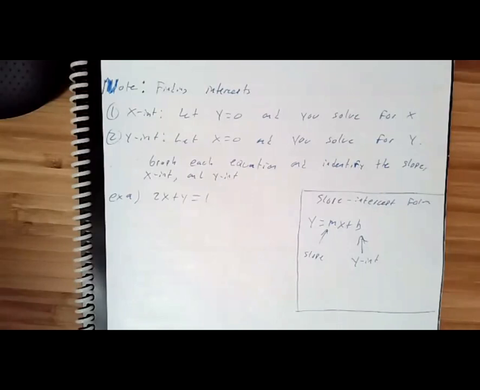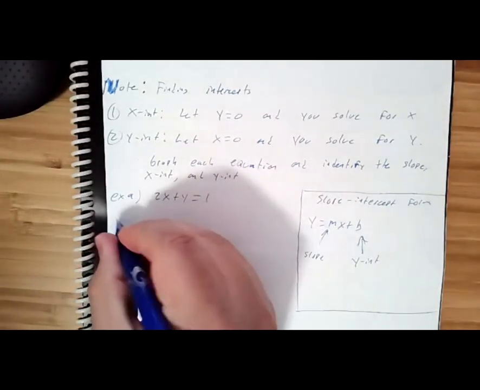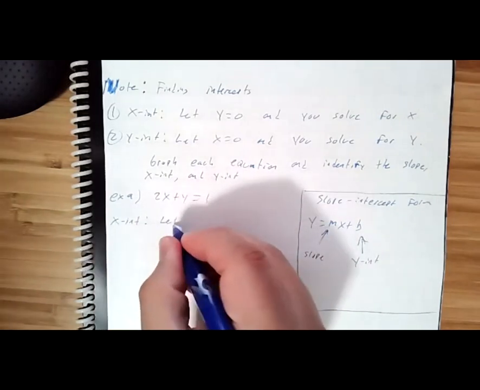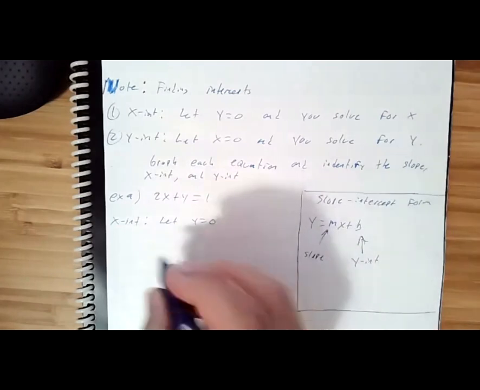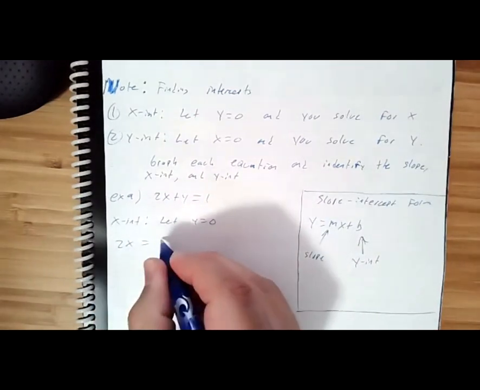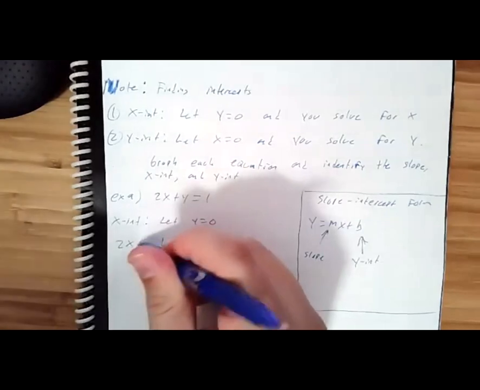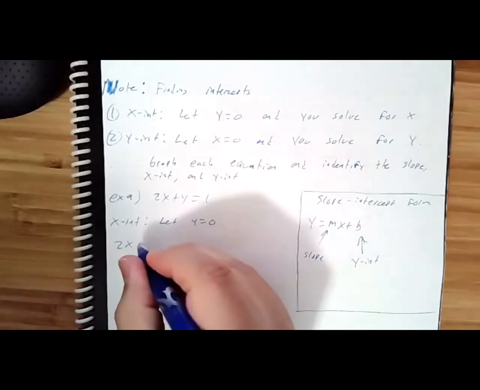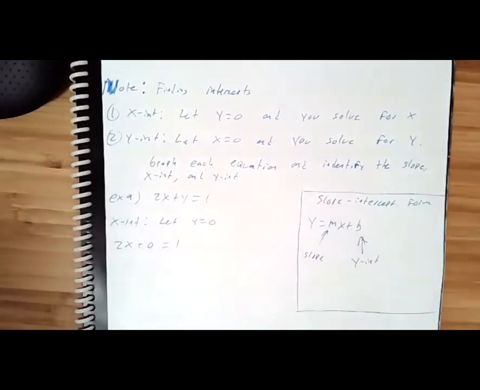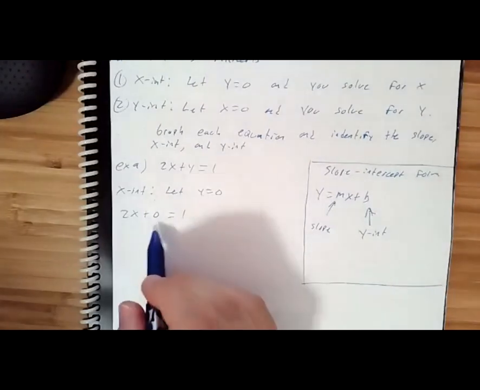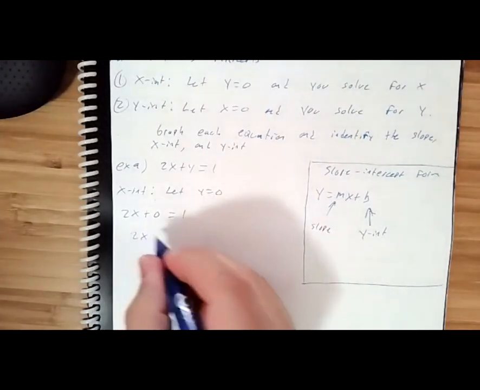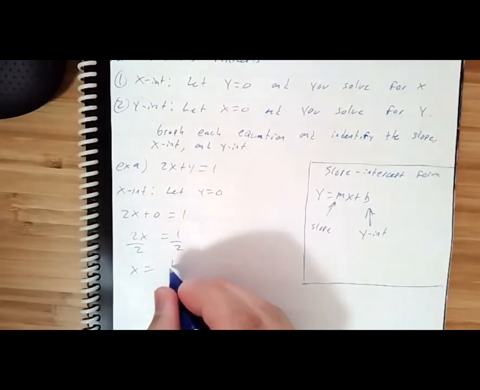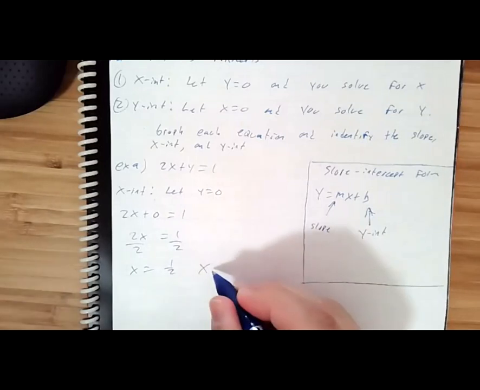Okay. So let's do the intercept. Let's do x-intercept, the way we talked about last time. Let y equal 0. That'll give us 2x equal to 1. Let me show an extra step. It'll be 2x plus 0 equal to 1, because you're plugging in the 0. So solve for x, we'll have to divide by 2. x is equal to 1/2. So there is my x-intercept.